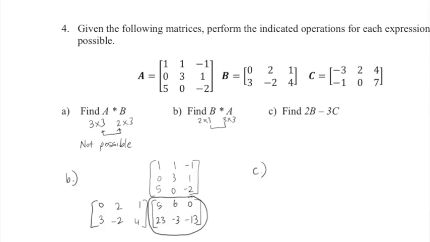Now for part C, we're going to do 2 times matrix B minus 3 times matrix C. Well, let's check first. When we're adding or subtracting matrices, even if they're multiplied by a constant value, we have to have equal dimensions of both matrices. So B is a 2 by 3, C is a 2 by 3, so we can subtract them.